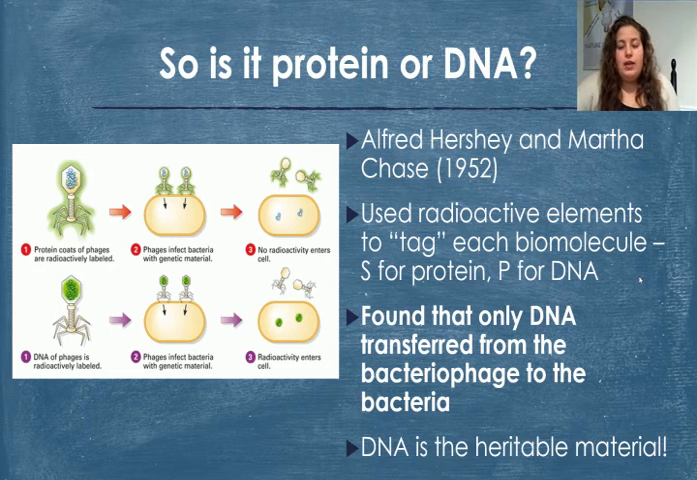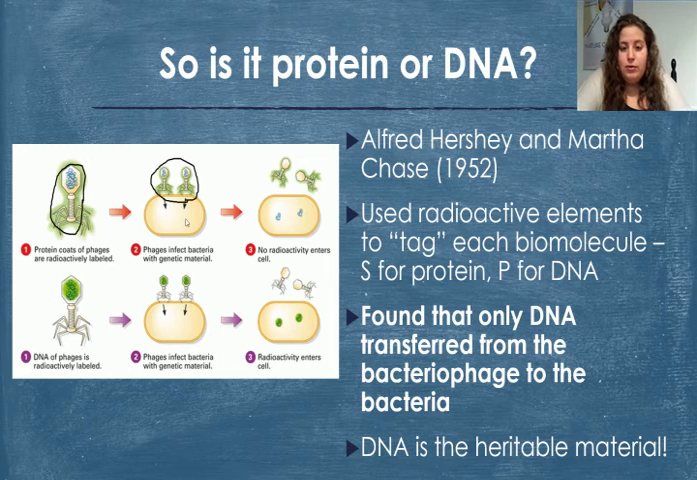What they found was that only the DNA transferred from the bacteriophage to the bacteria. Once again, DNA was the heritable material. If you look at this picture on the left, notice the glowing part is the protein shell. And when the bacteriophages try to inject their DNA into the bacteria, the DNA makes it inside, but the radioactive protein shell doesn't, because that's not what's getting passed on. When you have radioactive DNA and the bacteriophages infect a new bacteria, then they leave that radioactive DNA inside the bacteria. That's the heritable material.